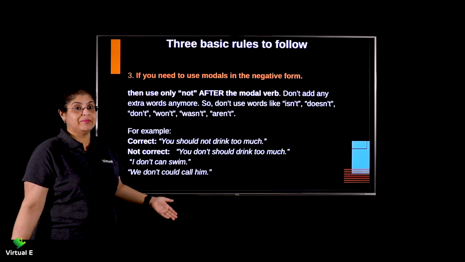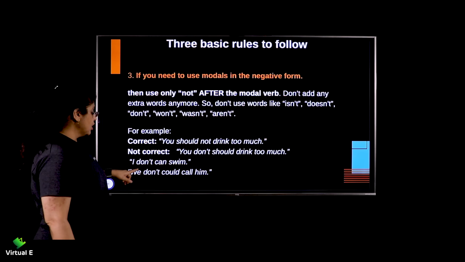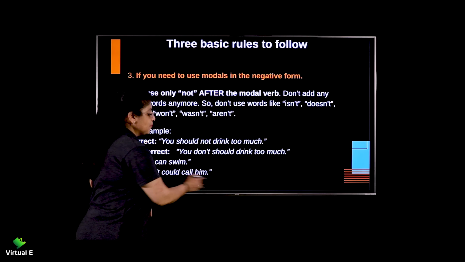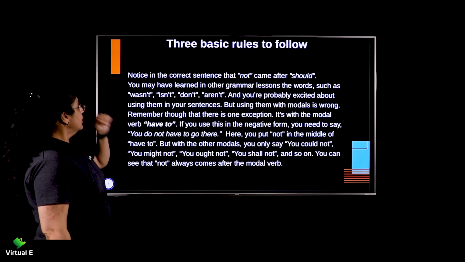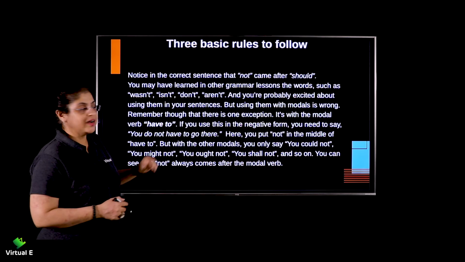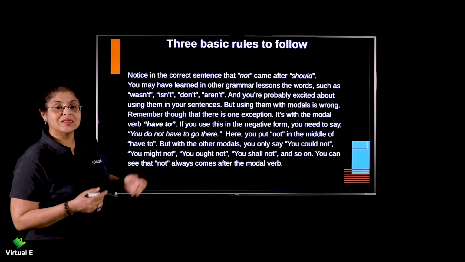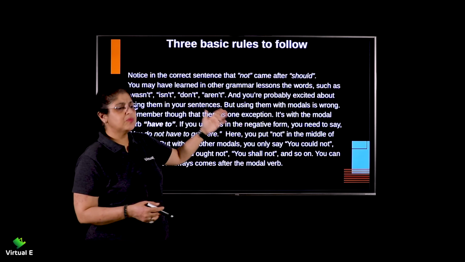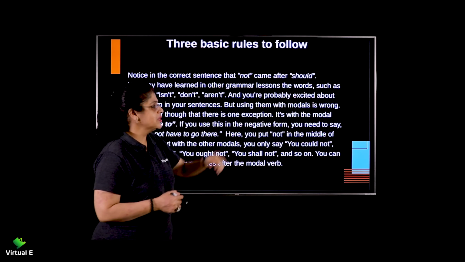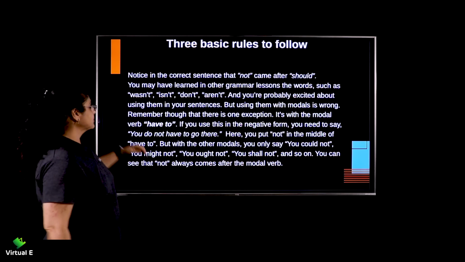I don't can swim. Now here can is your modal. Don't is not supposed to be used. We don't could call him. Again, that's a wrong sentence. It's absolutely wrong framing of a sentence. So notice in the correct sentence that not came after should. We already saw that. You may have learned in other grammar lessons the words such as wasn't, isn't, don't, aren't, and you are probably excited about using them in your sentences. Are you? Well, but using them with modals is wrong. You may be excited, go ahead and use them, but use them in the right manner.